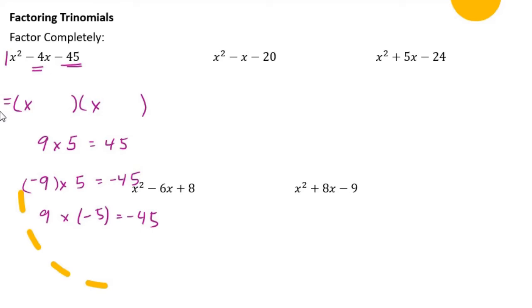Which combination here, negative 9 or negative 5, when added together, gives me negative 4? Well, since that middle term is negative, I know that it's the larger number, the 9 versus the 5, that will have to be negative. So I have x minus 9 and x plus 5.